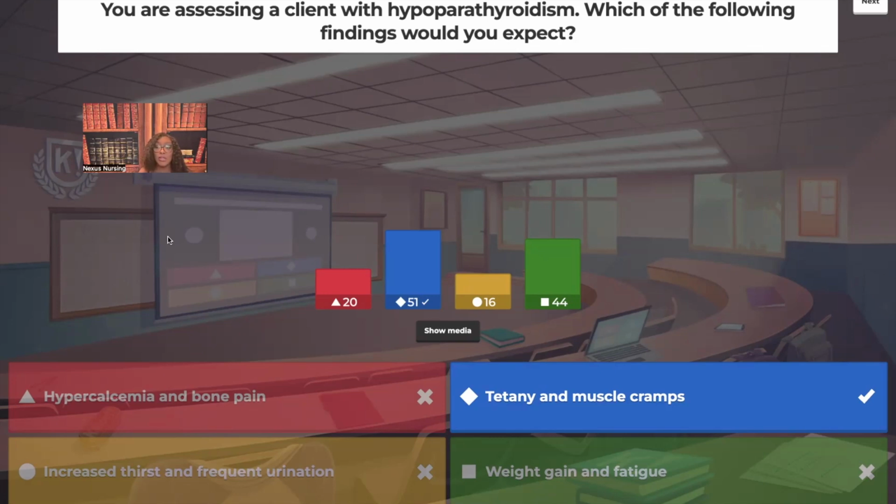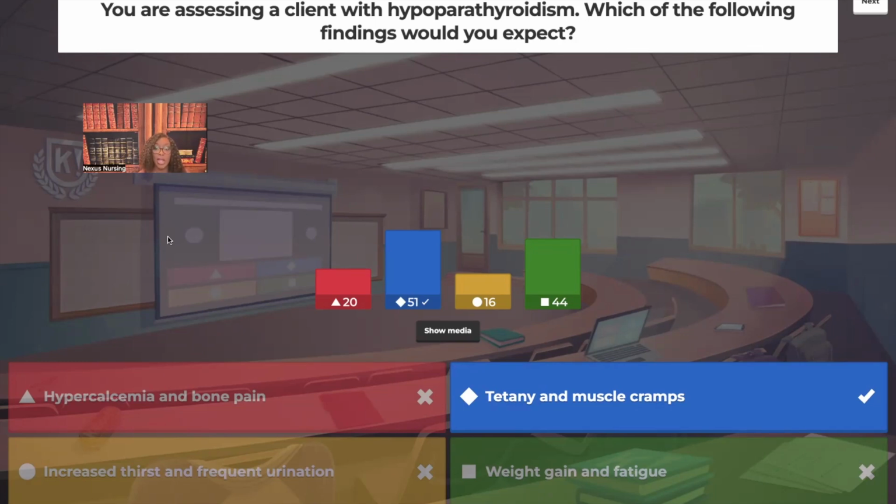Something important you guys have to understand. You guys got to know the normal calcium level. That is 8.5 to 10.2. 8.5 to 10.2. If the patient has hypoparathyroidism, they have hypocalcemia. What does that mean? Their calcium level in the blood is less than what? 8.5. What are symptoms of hypocalcemia? Right there, you're looking at it. Tetany, muscle cramps, paresthesia. Okay, those are the signs and symptoms that you see in hypocalcemia.